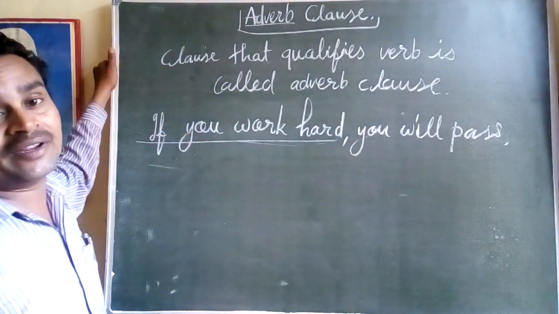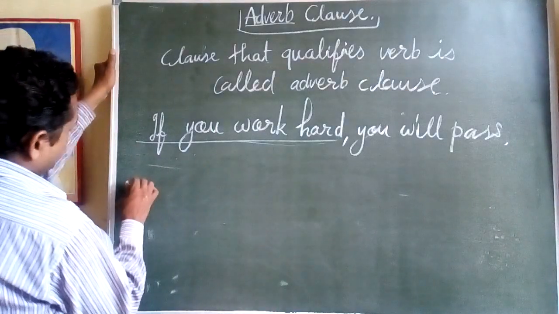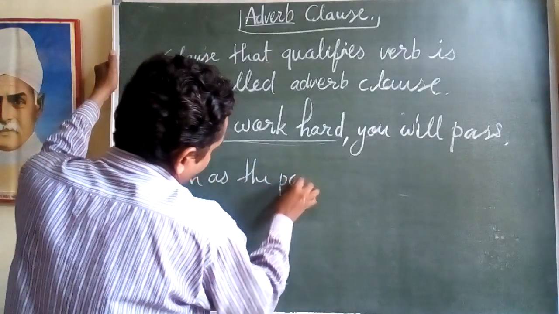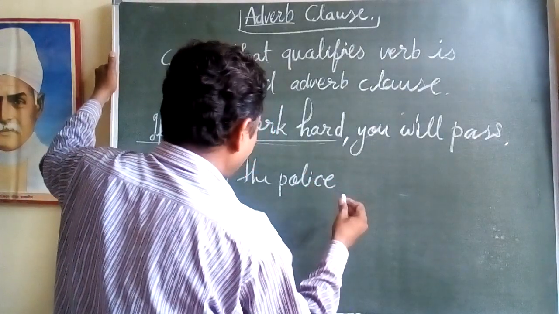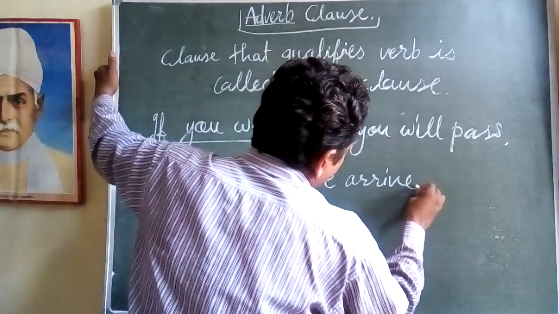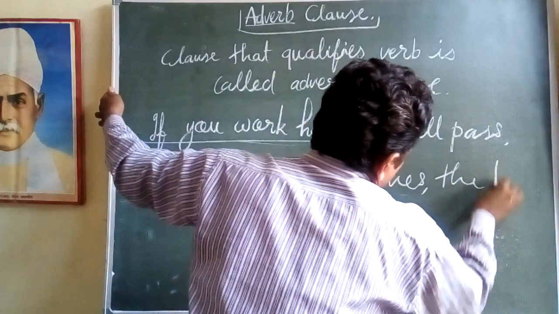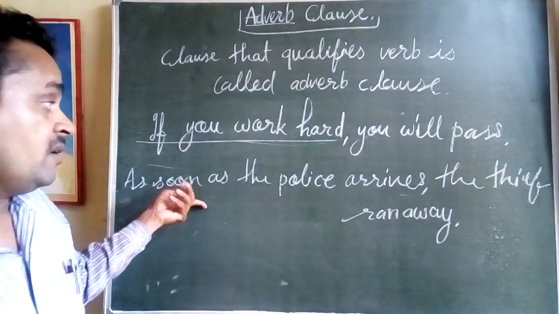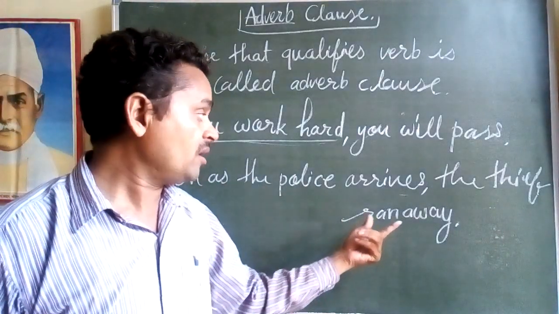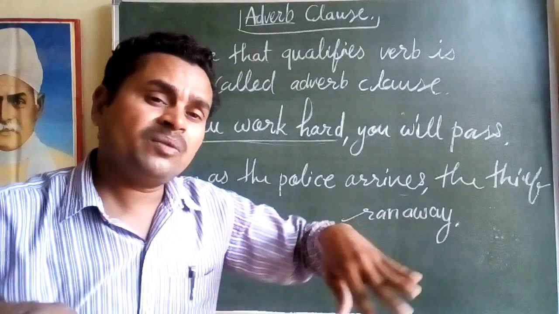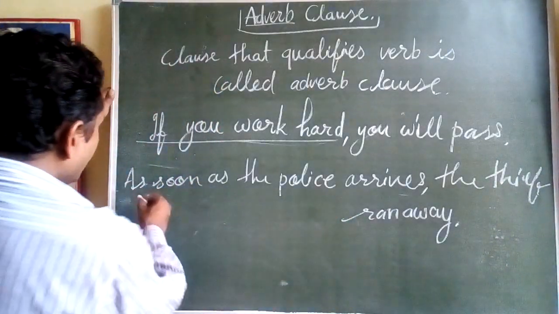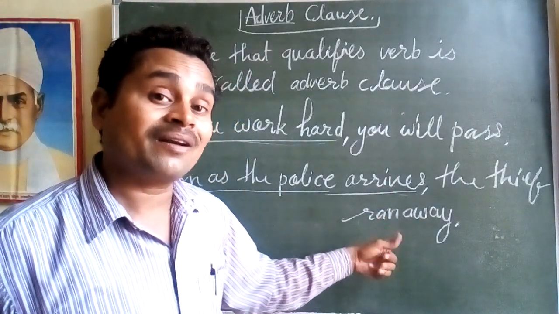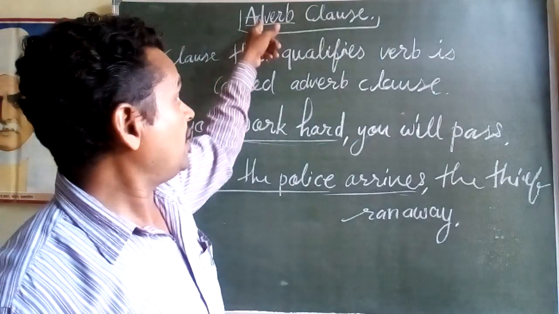Next example: as soon as the police arrives, the thief ran away. This sentence is showing the running of the thief. It means the thief ran away when the police arrived there. So this sentence is showing the time, and this whole sentence is qualifying the verb ran. So this is called an adverb clause.